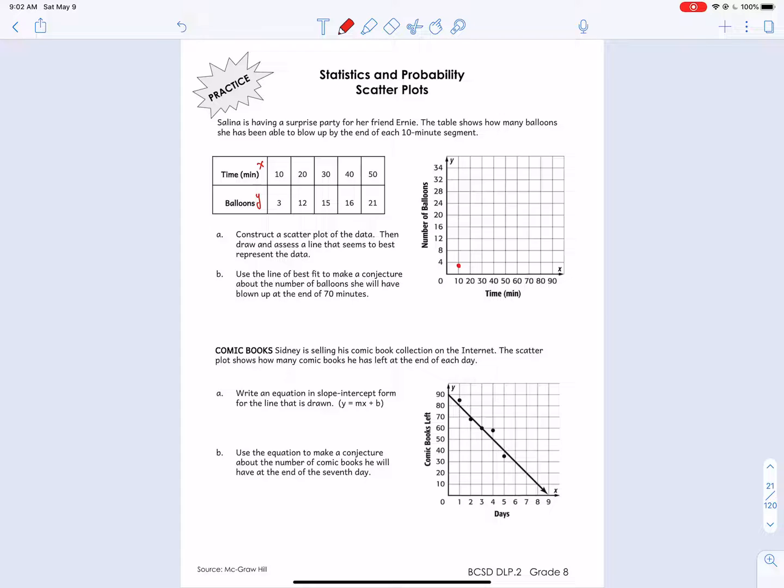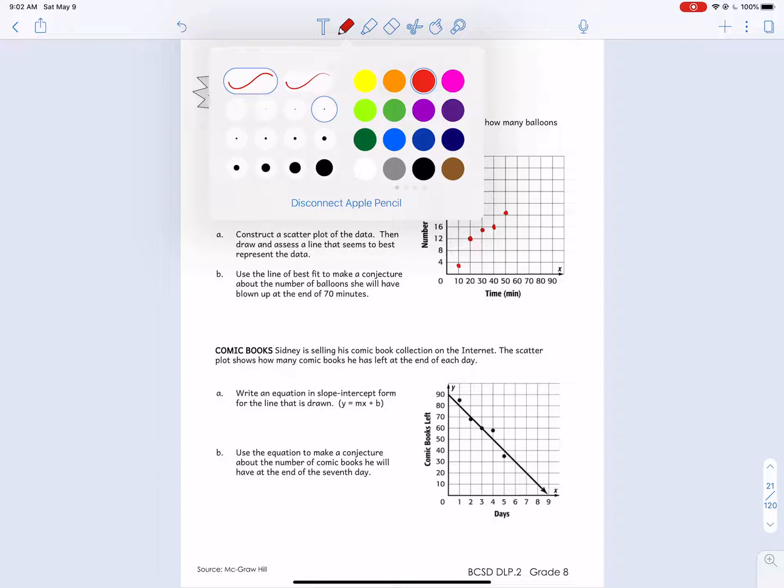Okay, at 20 minutes, there's 12 balloons. At 30, there's 15. And at 40, there's 16. And 50, 21. Okay, so again, we need a line that will represent this data, and we want it to go through the points.